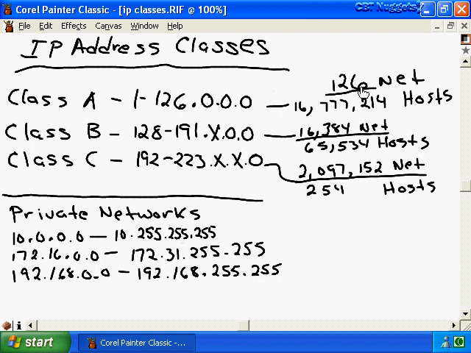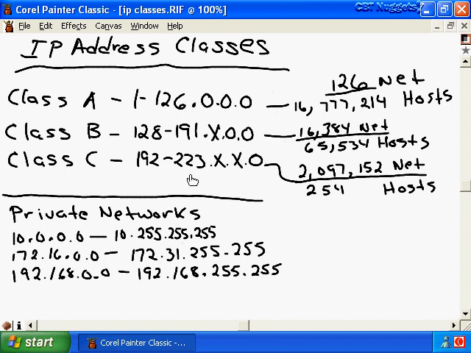In contrast, a Class B IP address is denoted by looking at the range of 128 to 191 in the first octet, and a Class B will also use the second octet for network, which means that in this situation we can create 16,384 networks, and we've got 2 octets remaining for creating hosts. So on each of these networks we can have 65,000 plus hosts.